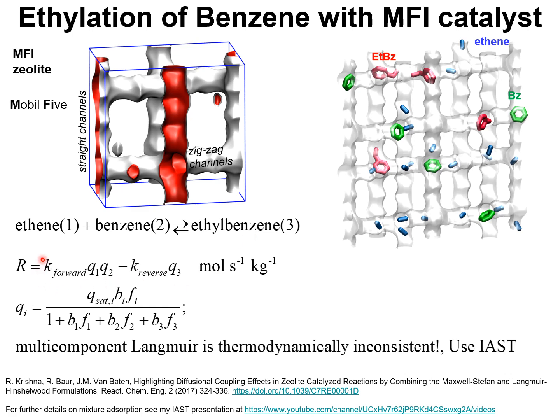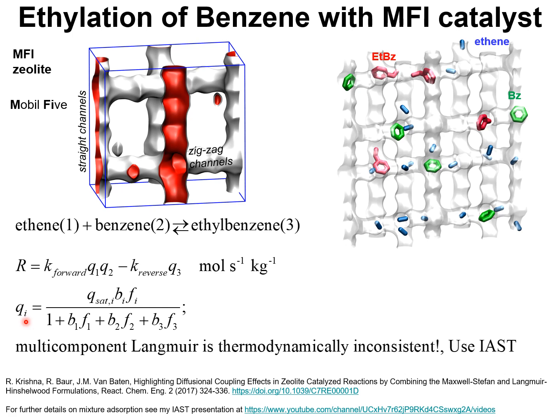The reaction rate expression is written in this manner, in which the forward reaction rate is proportional to the product of the adsorbed phase loadings of components 1 and 2, and the reverse reaction rate is proportional to the molar loading of ethylbenzene within the catalyst. So how do we set up the proper expressions for Q1, Q2, and Q3?